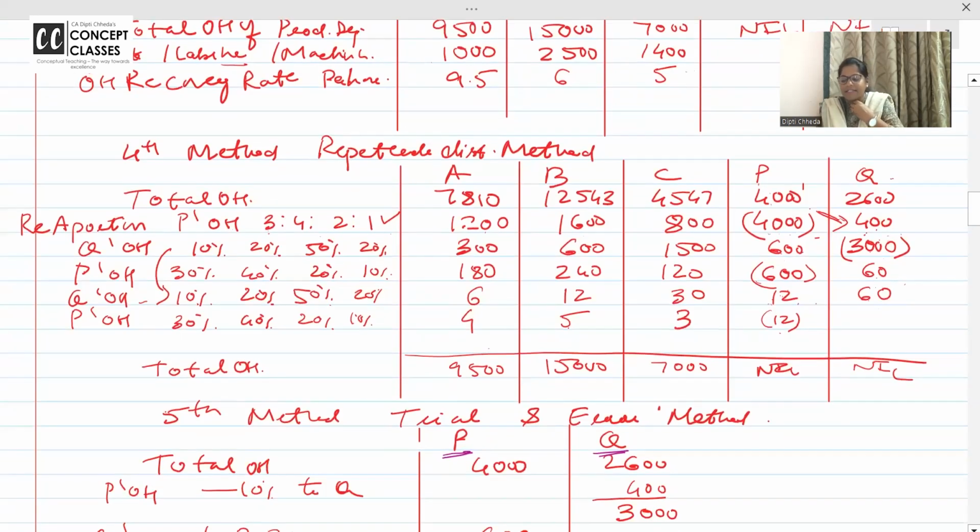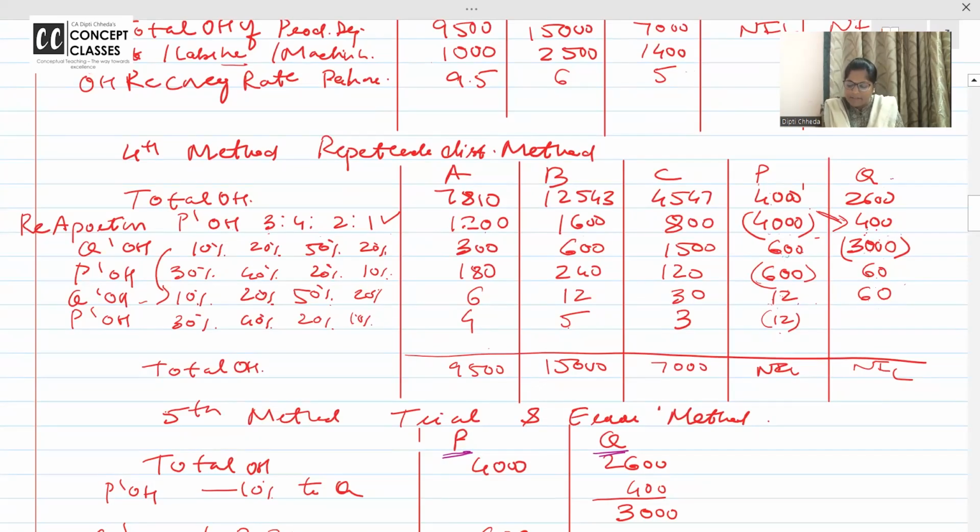Now let us see, instead of simultaneous equation, they'll specify the method. Use repeated distribution. Repeat means 4,000 का 10% इसको दे दो. Now 3,000, 3,000 का 20%, 600. 4,000 तो you have already given. 600 का 10% इसको दे दो. अब 60 का 20%. Like this, keep on doing till it becomes nil. So this is repeated distribution method.